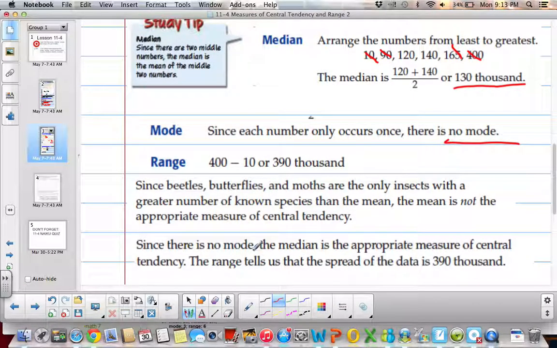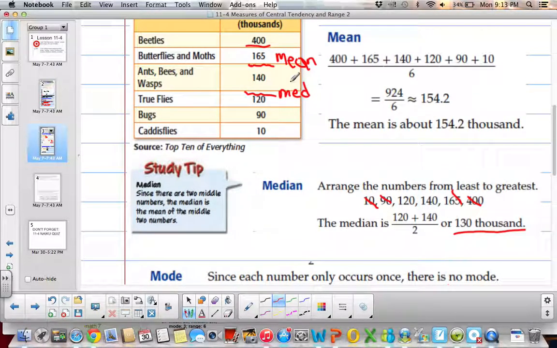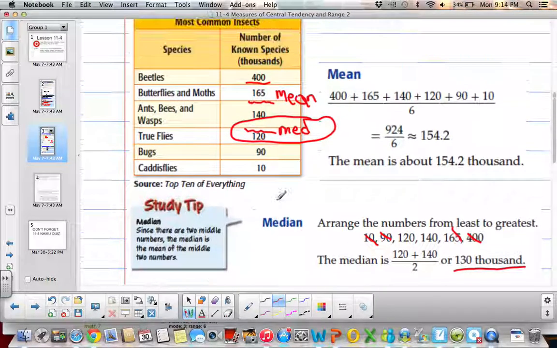So the median then is our appropriate measure of central tendency, because the median really is right about in the middle, true to all of this data. Sometimes you'll have a set of data and the median is way, way low or way, way high, but this one is our best one because it is right in the middle.